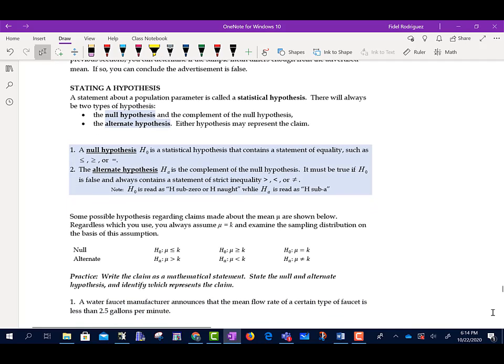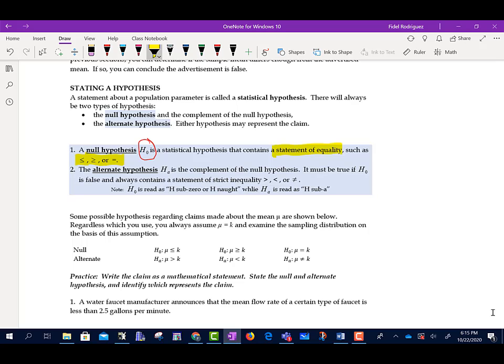So, a null hypothesis, this is the symbol that we use for null hypothesis. It's an H with a little zero at the bottom, is a statistical hypothesis that contains a statement of equality. Okay, so there has to be something about a statement of equality in there, such as either less than or equal to, greater than or equal to, or simply equal to.